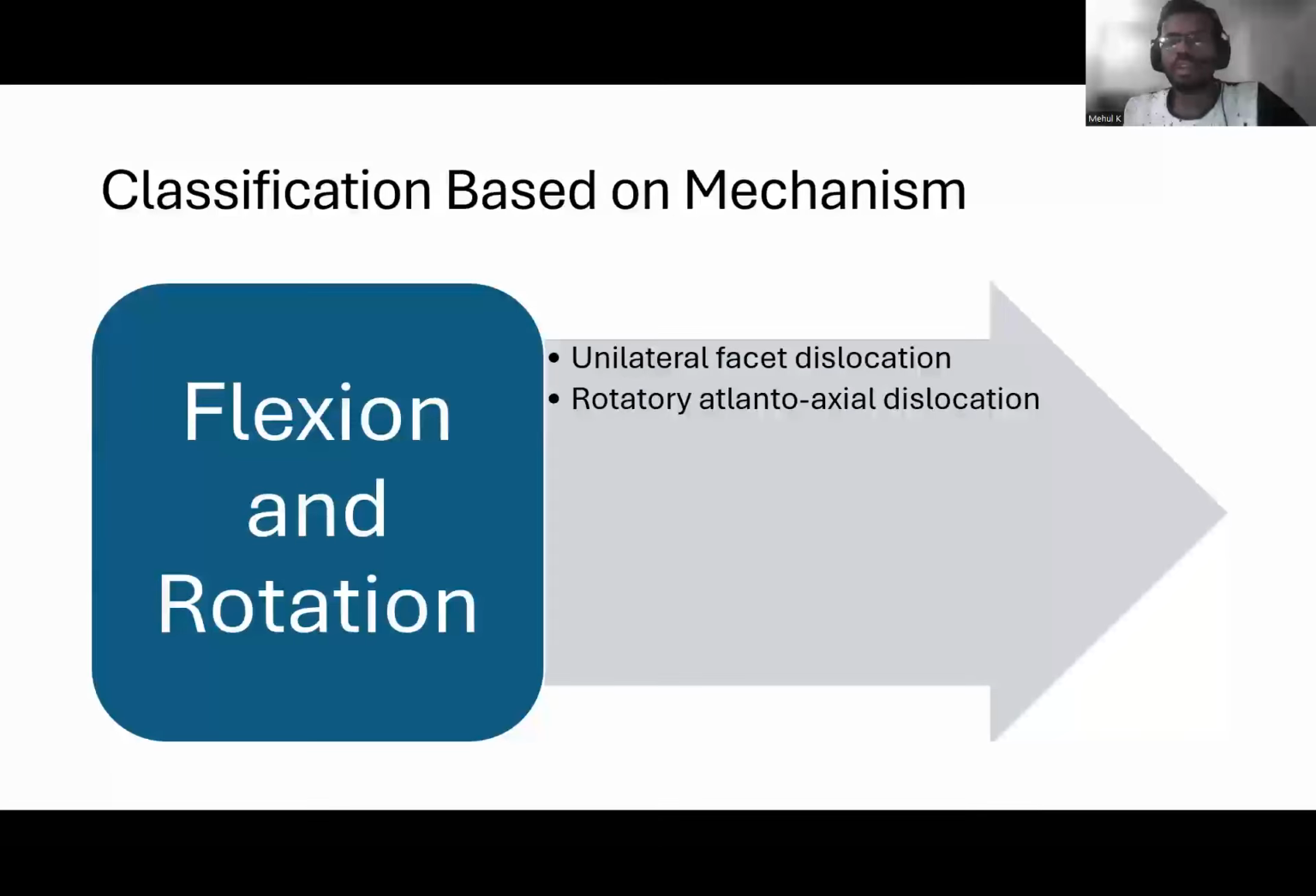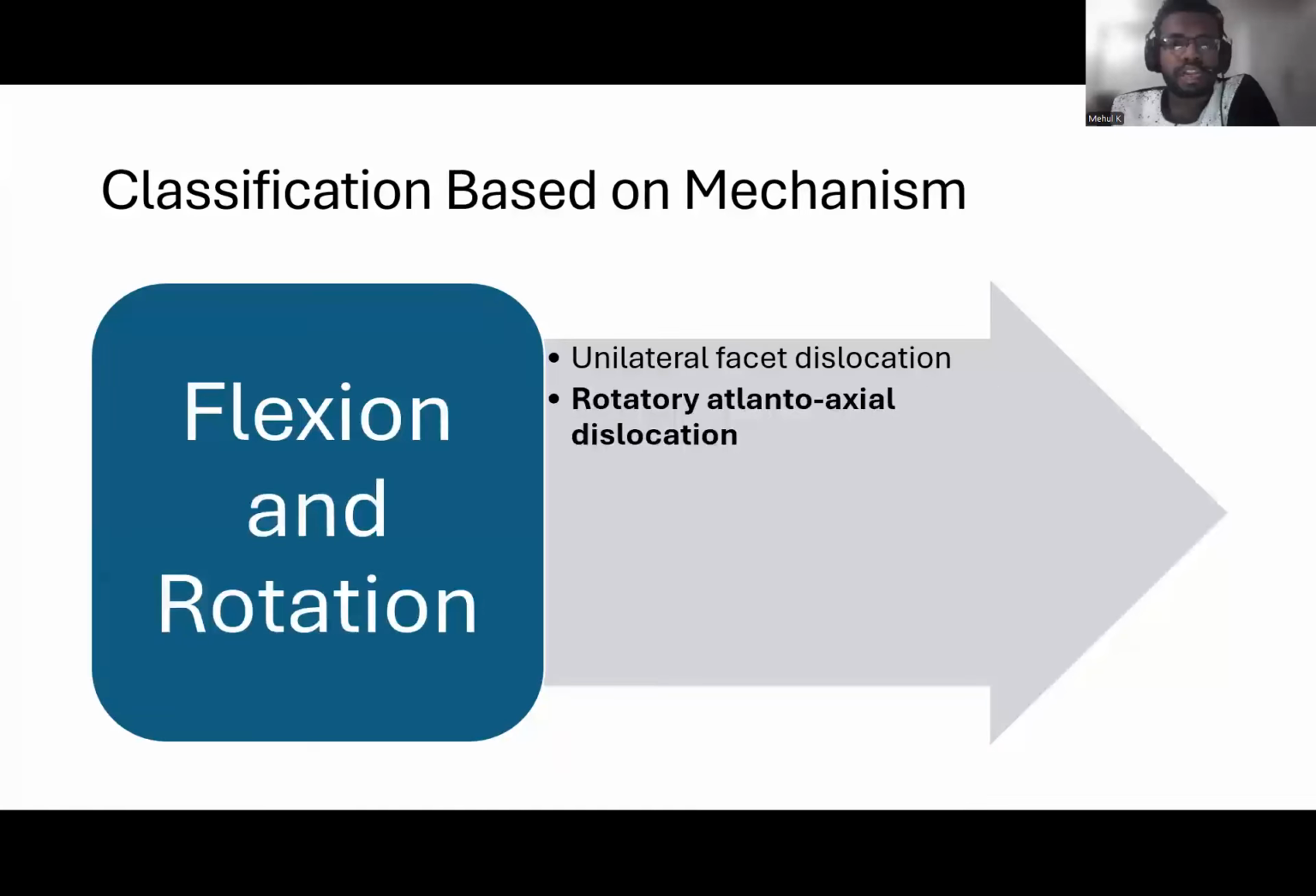Sometimes you can have a combination of flexion as well as rotation injuries, and that is a classic example for a unilateral facet dislocation, because generally unilateral facet dislocation tends to have some component of rotation as well.